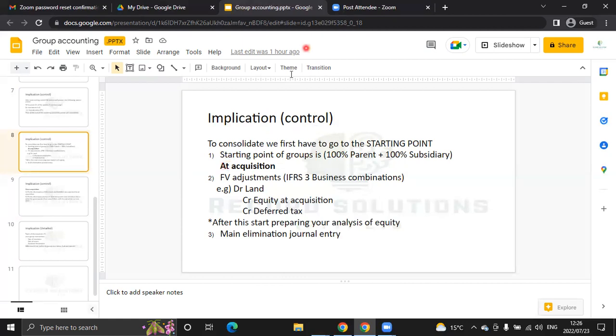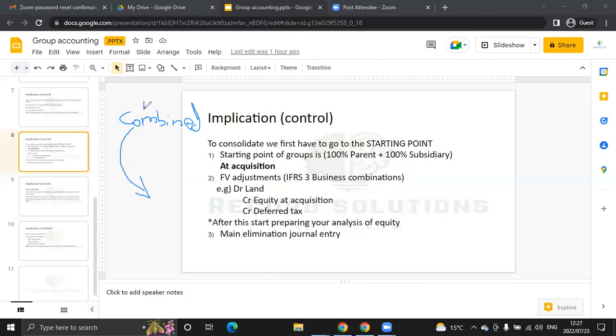So what's the whole point of doing this group statement? Basically, we are going from combined to consolidated. So we are just combining A and B, the combined general entries. We go from this to consolidated. Consolidated means it's now from a group perspective, no longer from two separate entities' perspective, just added together. So this is the starting point, the combined.